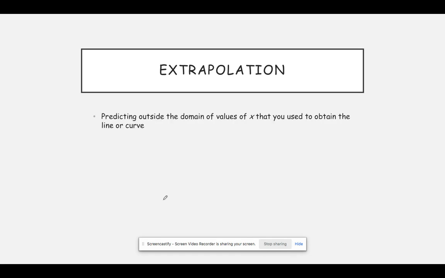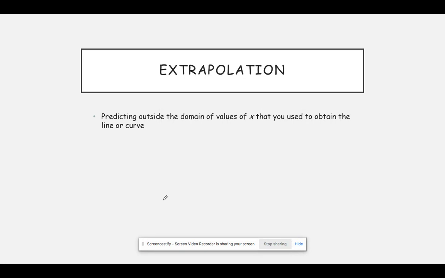Some things that we want to be careful with when we're looking at scatter plots. Eventually, we're going to be looking at the least squares regression line, which is essentially a line of best fit for a scatter plot. When we do that, we want to be careful of extrapolation.